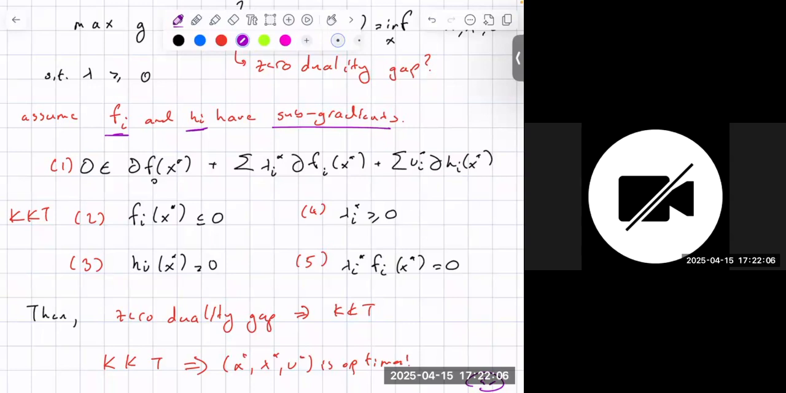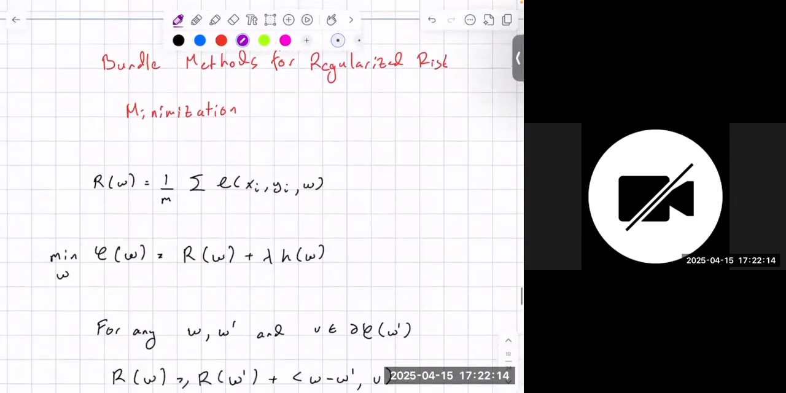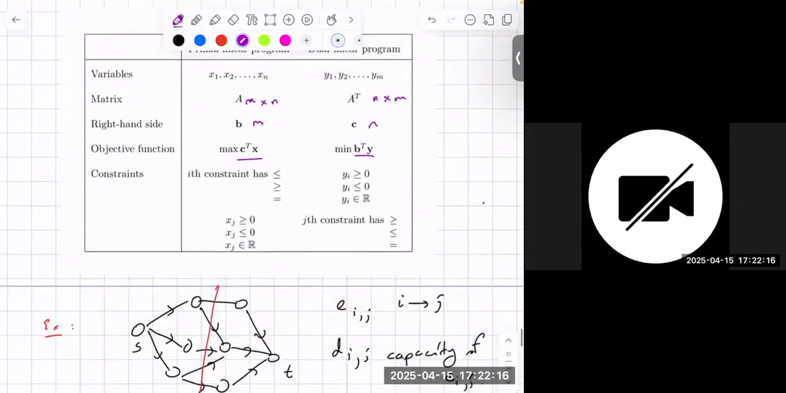And then I think I have a example about this too. Let me go back to later in my notes.